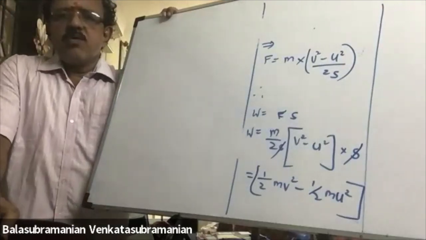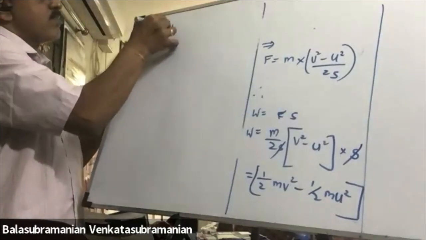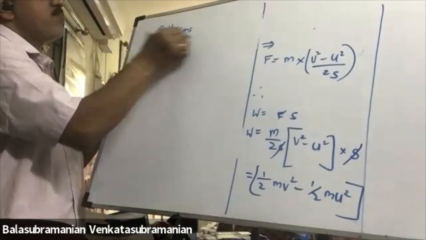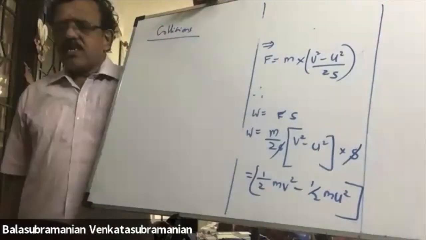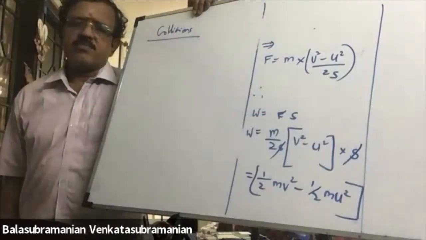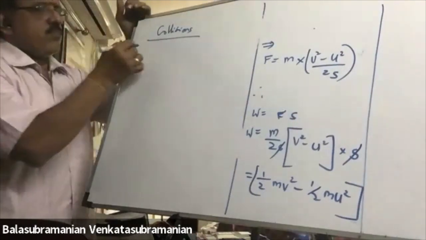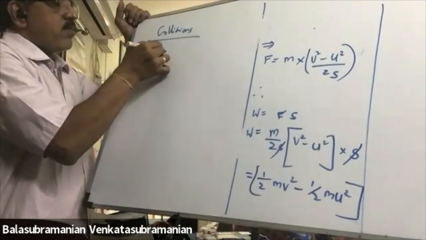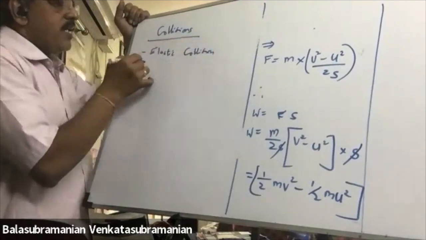We are going to talk about collisions. Just an introduction; in detail, in part 2 we will do. There are two types of collision: elastic collision and inelastic collision.